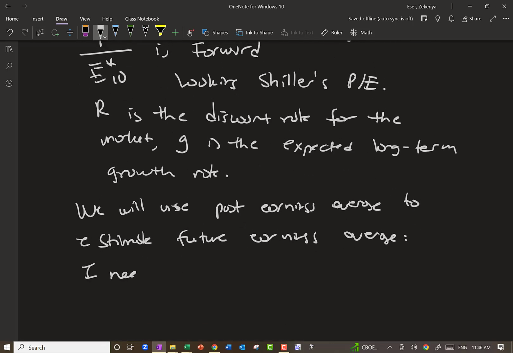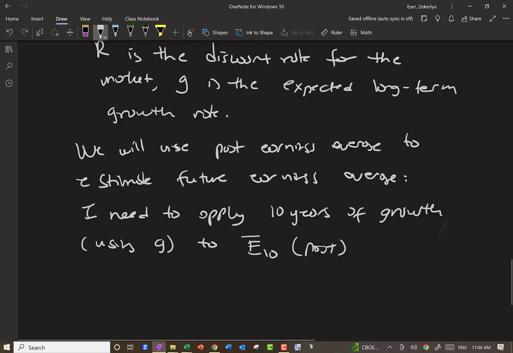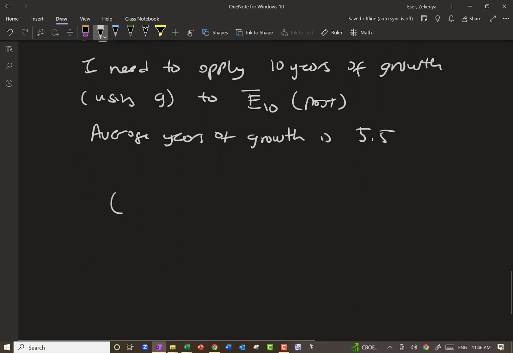which means I need to apply 10 years' worth of growth using G to E bar 10, which is the past. So 1 year growth, 2 year growth, 3 year growth, up to 10 year growth. The average years of growth is 5.5, the average of integers from 1 to 10.